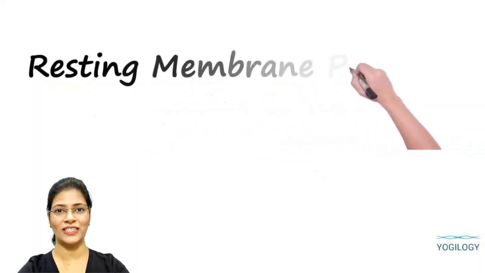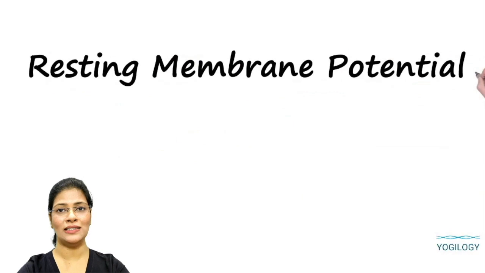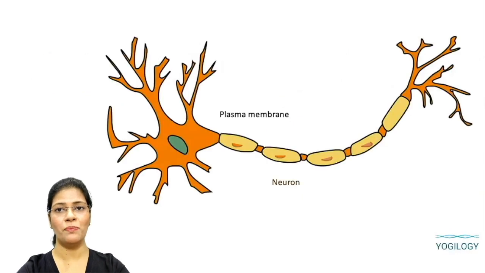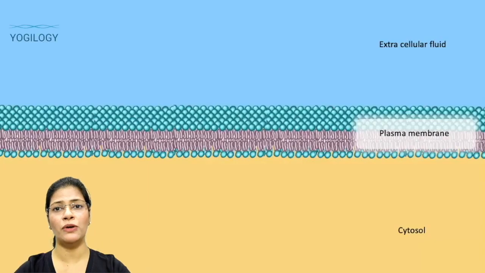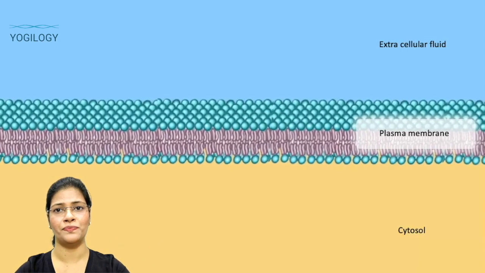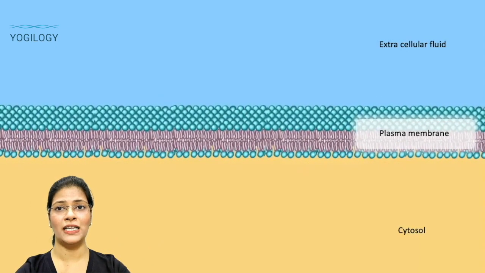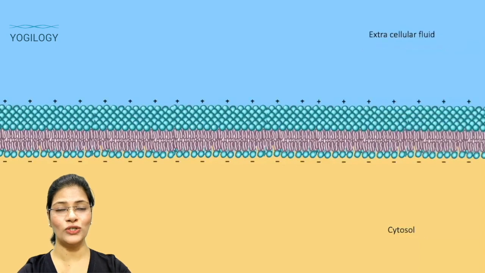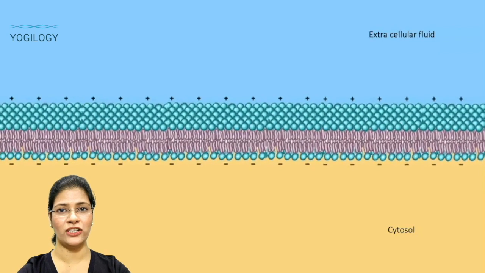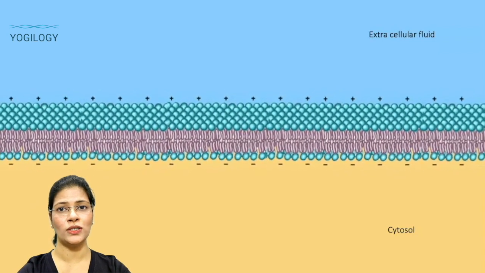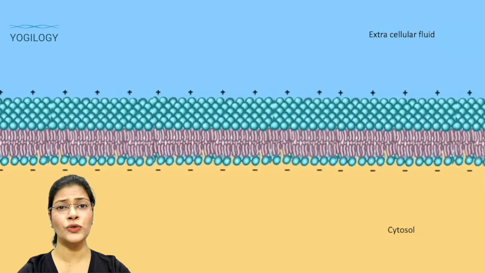So let's start with resting membrane potential. Here you can see a neuron and the plasma membrane of this neuron. If we zoom into a small area of this plasma membrane, we will be able to see the phospholipid bilayer. On the inner side of the plasma membrane, we have the cytosol, and on the outer side, we have the extracellular fluid. Like most other cells in the body, the plasma membrane of an excitable cell exhibits a membrane potential, that is a voltage across the plasma membrane, as you can see in the figure.